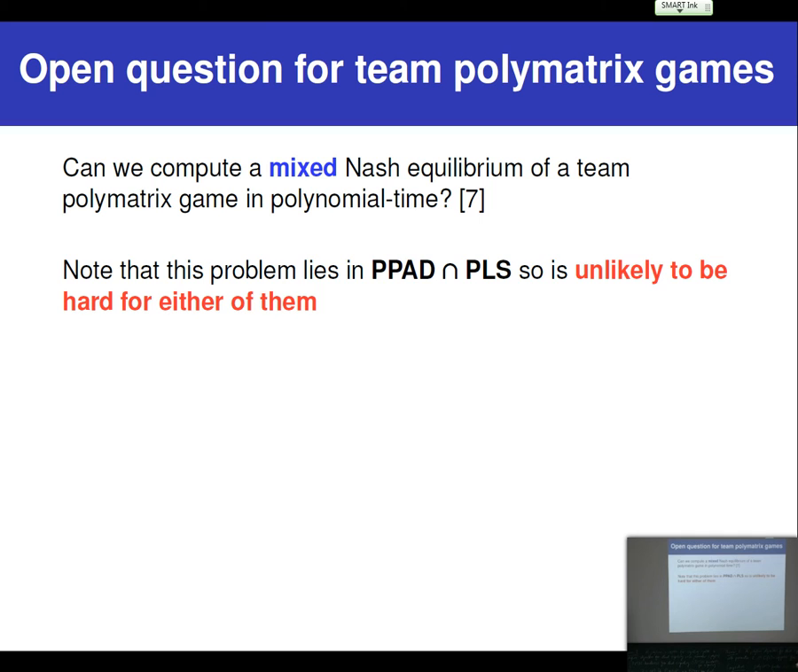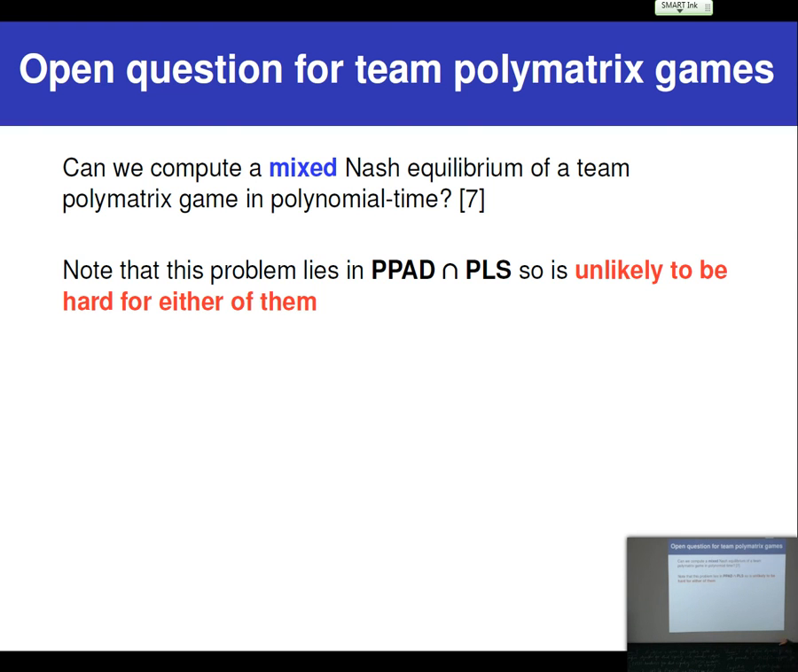Can we compute a mixed Nash equilibrium of a team polymatrix game, called by Daskalakis and Papadimitriou a network coordination game, in polynomial time? Or can we show this is hard for some natural complexity class strictly inside PPAD and PLS?